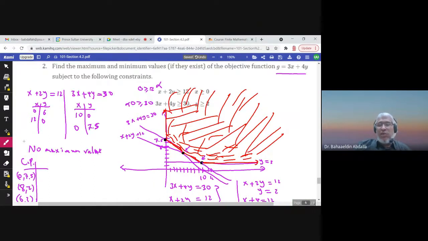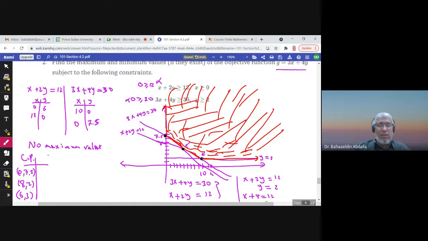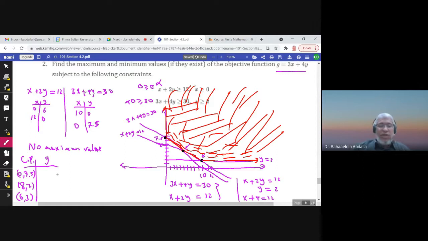We do what? We substitute in g. G is 3x plus 4y. So 3 times 0 plus 4 times 7.5. 4 times 7.5 is 30. 3 times 8 is 24. 2 times 4 is 8. So 24 plus 8 is 32. And 3 times 6 is 18, plus 3 times 4, 12. That's 30.